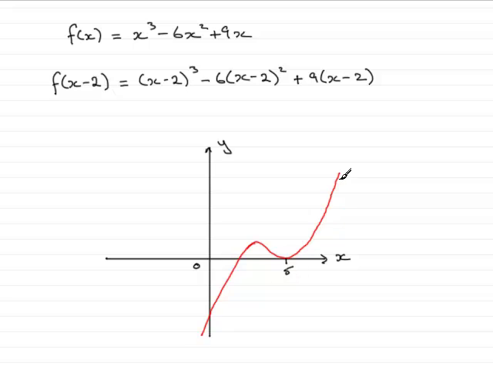And this would be what our new graph would be of f of x minus 2. Let's say y equals that particular function. So there you go. There's the graph then of f of x minus 2, or y equals this graph. Right, and that brings us now to the end of this part of the question.